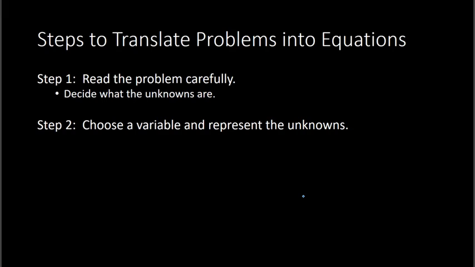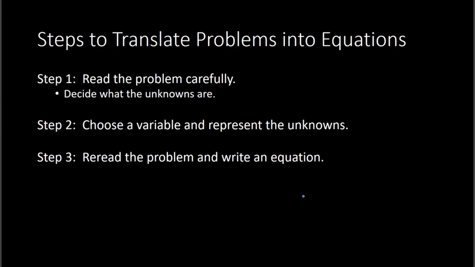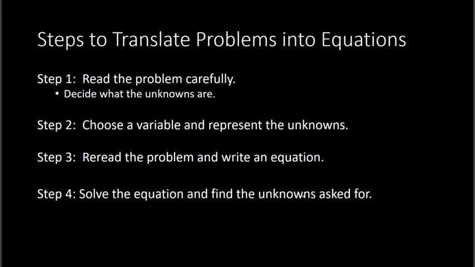So step 1, as discussed in the previous video, is to read the problem carefully, deciding what the unknown values are. Once you have that, we can then choose a variable to represent the unknowns. And then step 3 is to reread the problem and to write an equation with those variables. So now from here, we're going to take it one step further and solve the equation and find the unknowns that are asked for. And then once we find the unknowns, we want to always check our answers to make sure we have the correct solution.